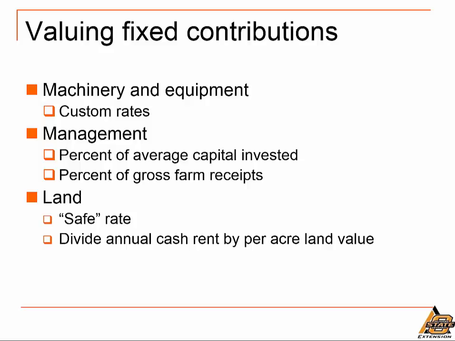Another alternative is to use what's labeled the capitalization rate, which is calculated by dividing the annual cash rent by the per acre land value. If cash rents for comparable land are $30 per acre and the land is valued at $1,500 per acre, the capitalization rate would be 2%.